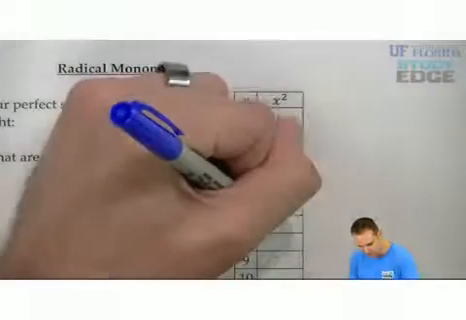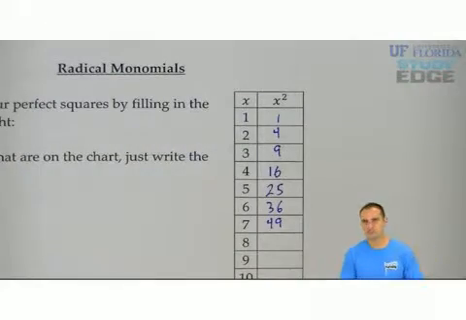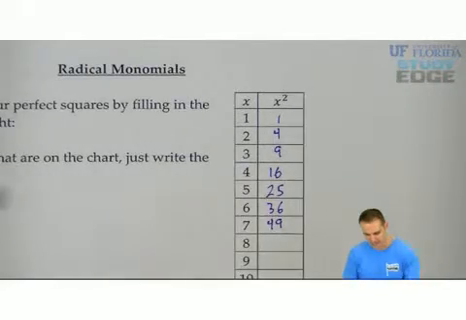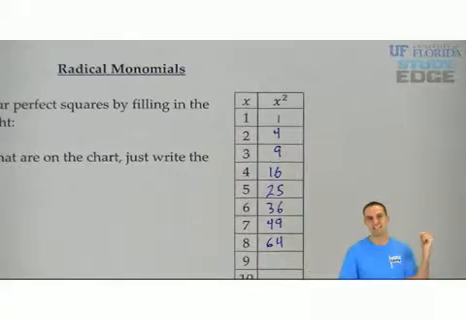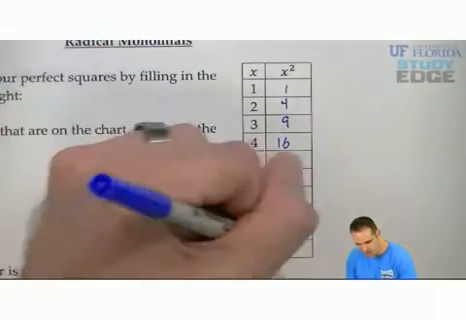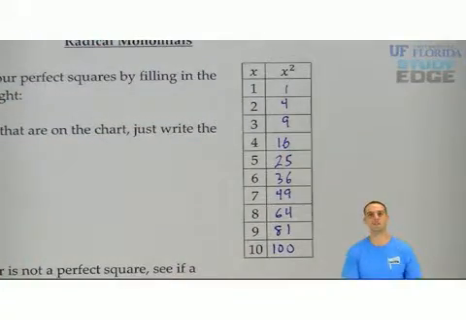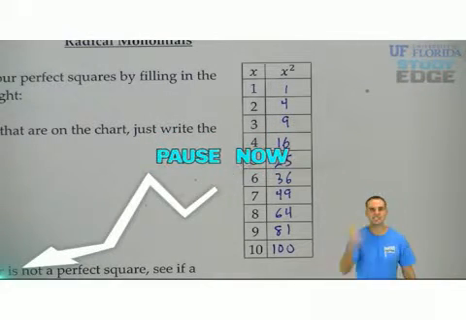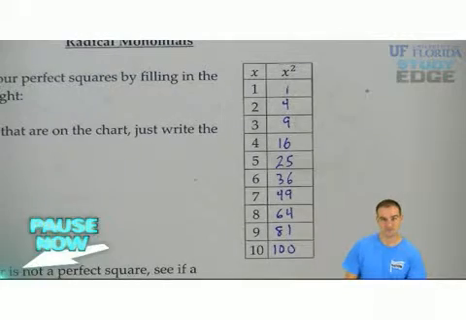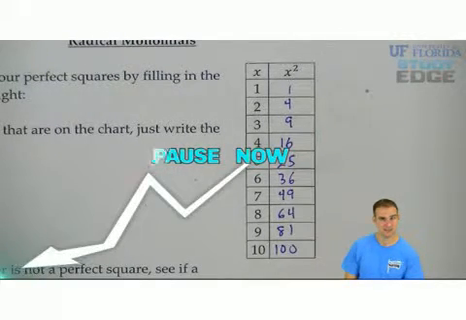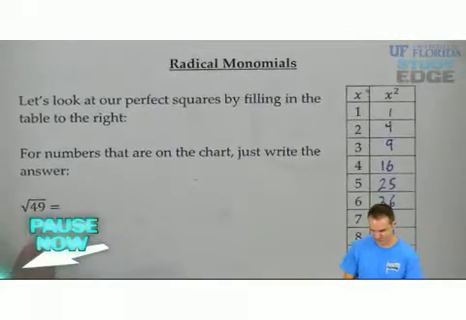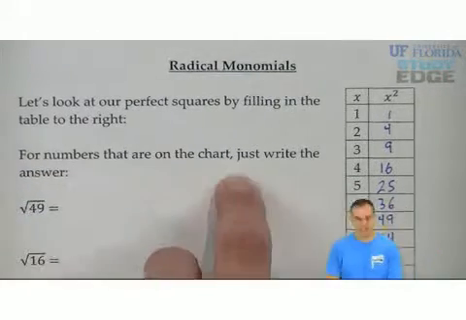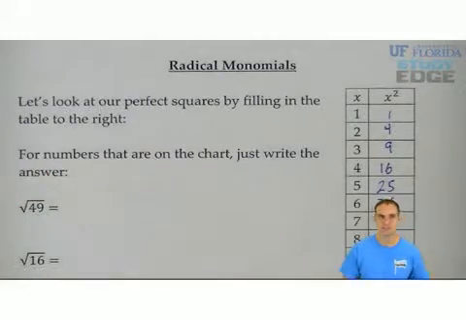7 times 7 is 49. 8 times 8 is 64. 9 times 9 is 81. 10 times 10 is 100. You know what you should do right now? You should pause that video, write this down. So here's the idea. For numbers that are in the chart, you just write the answer.